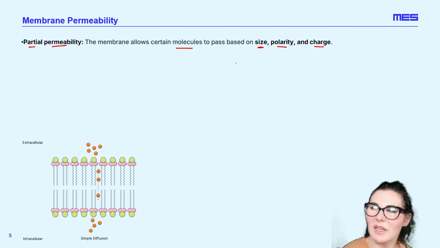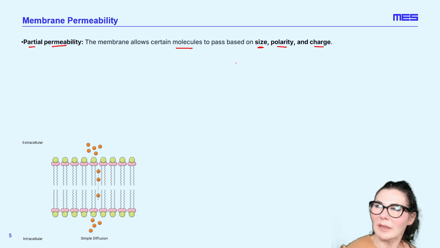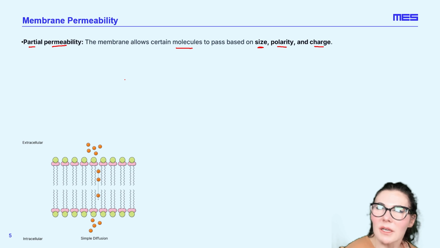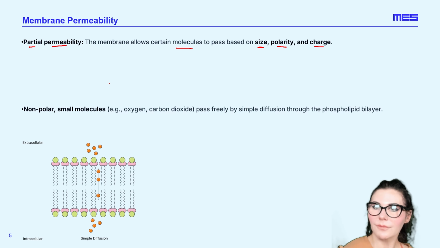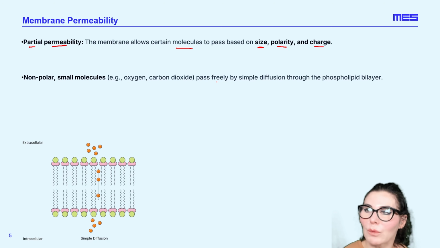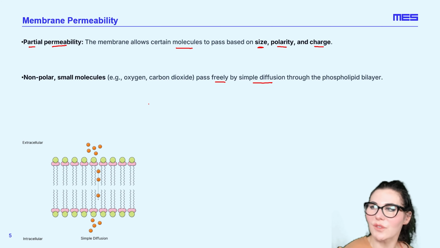So when I say polarity, I mean there's a little bit of positivity about them, a little bit of negativity, like water, for example. Charge would be a typical ion where it has an absolute charge, like a sodium ion. Now, the non-polar molecules, like oxygen and carbon dioxide, and they're very small, these generally will freely pass through the membrane by simple diffusion, as long as there is a concentration gradient, which allows that process to happen.